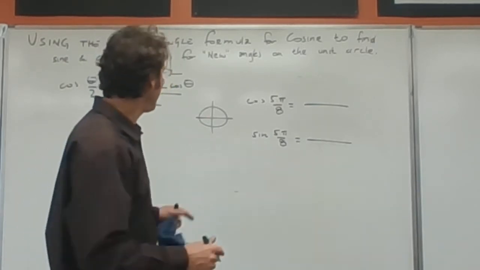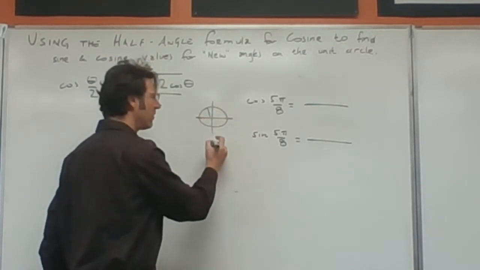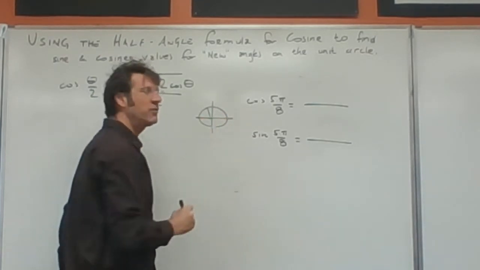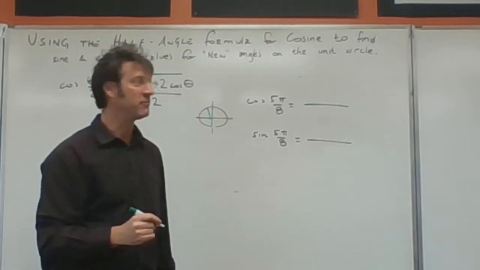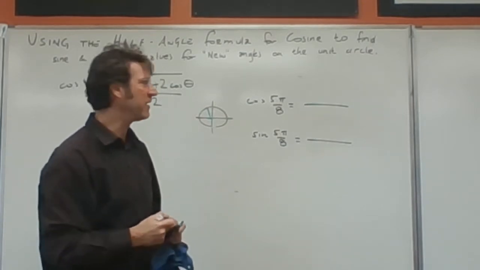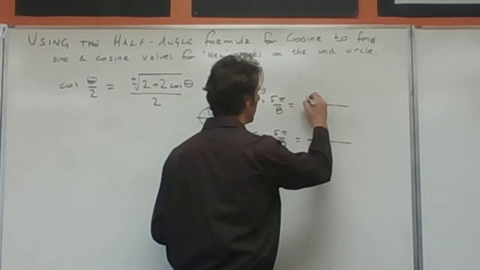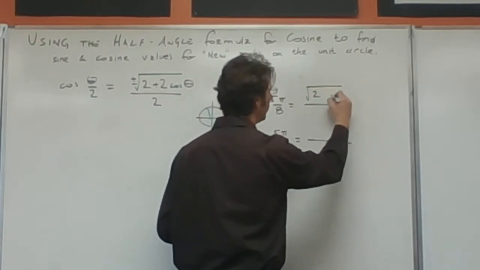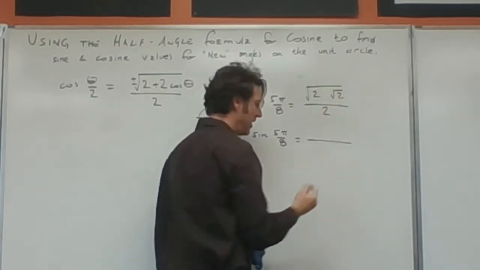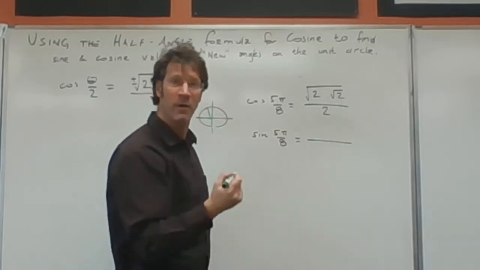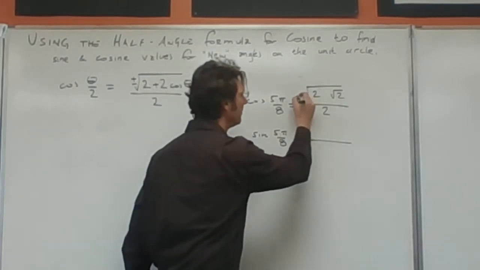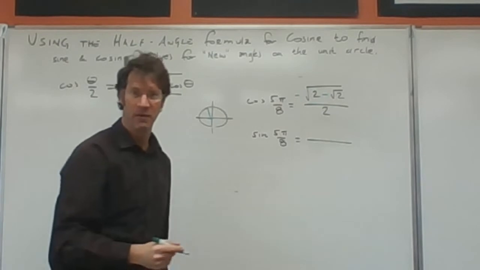Anyway, so 5 pi over 8 happens to be right over here. So when we're talking about the cosine, we're talking about a small negative number. So in terms of this structure right here of the nested radical with a 2 and a radical 2 and a 2 down here, we have a small negative number.